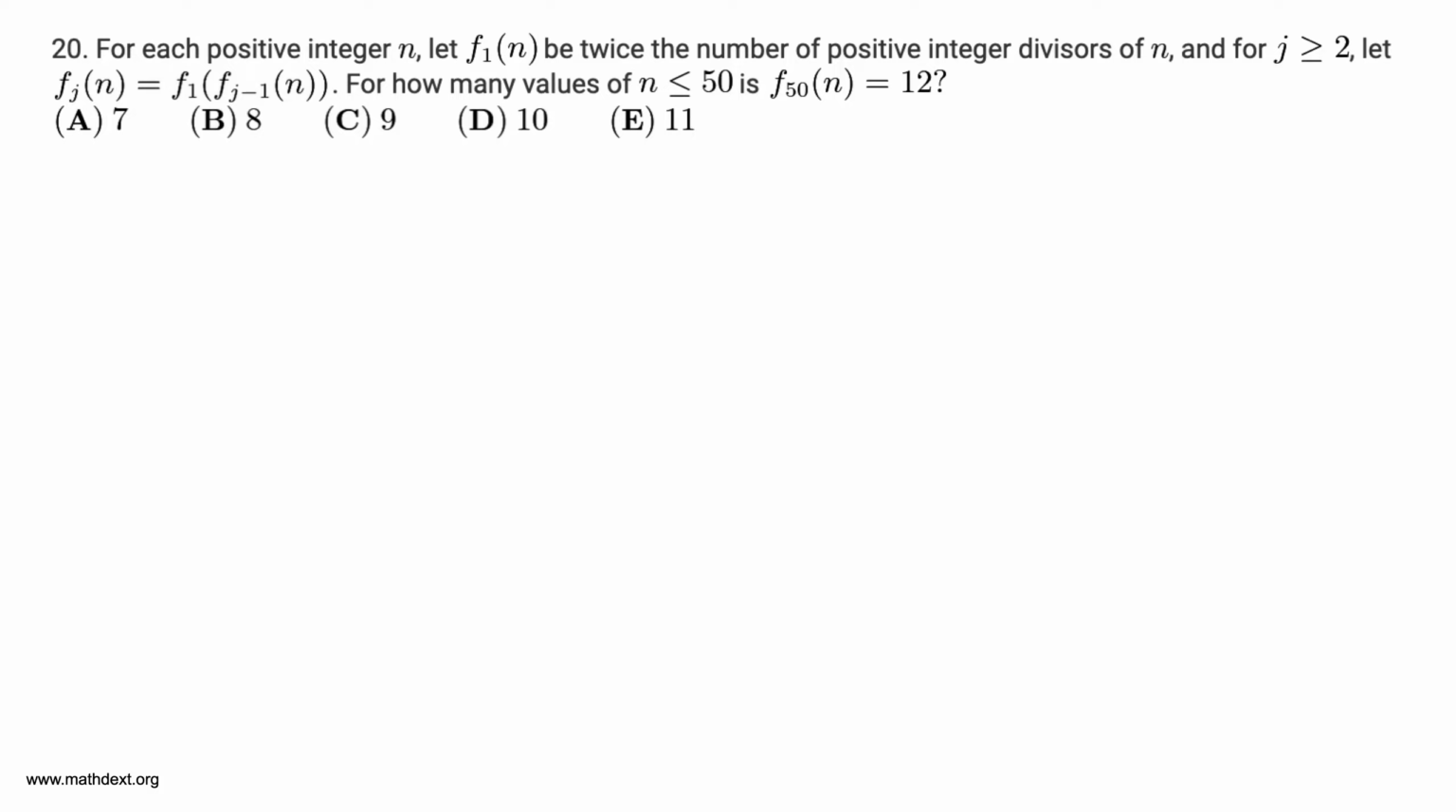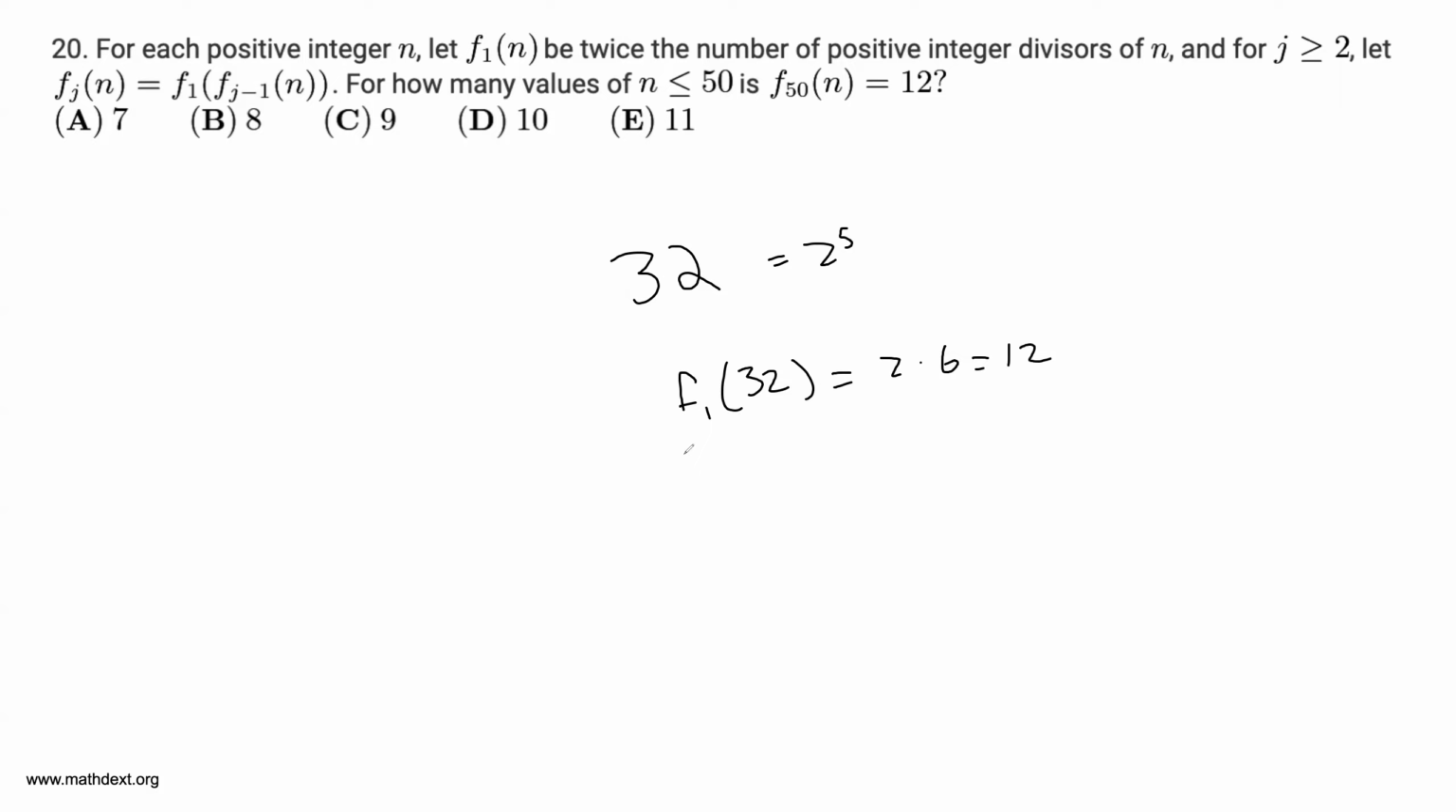Okay, the first thing you can realize is that f50 of n is just applying f1 to n 50 times. That's the definition of f50. For example, if I had 32 and applied f1 to it, 32 is equal to 2 to the 5, so it has 6 factors. So f1 of 32 is 12, 2 times the number of factors.